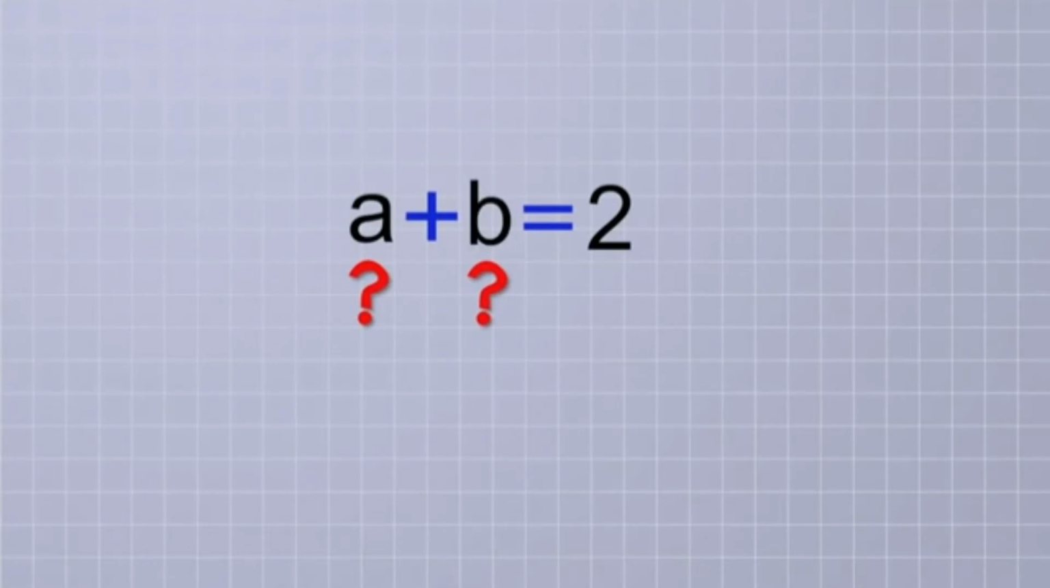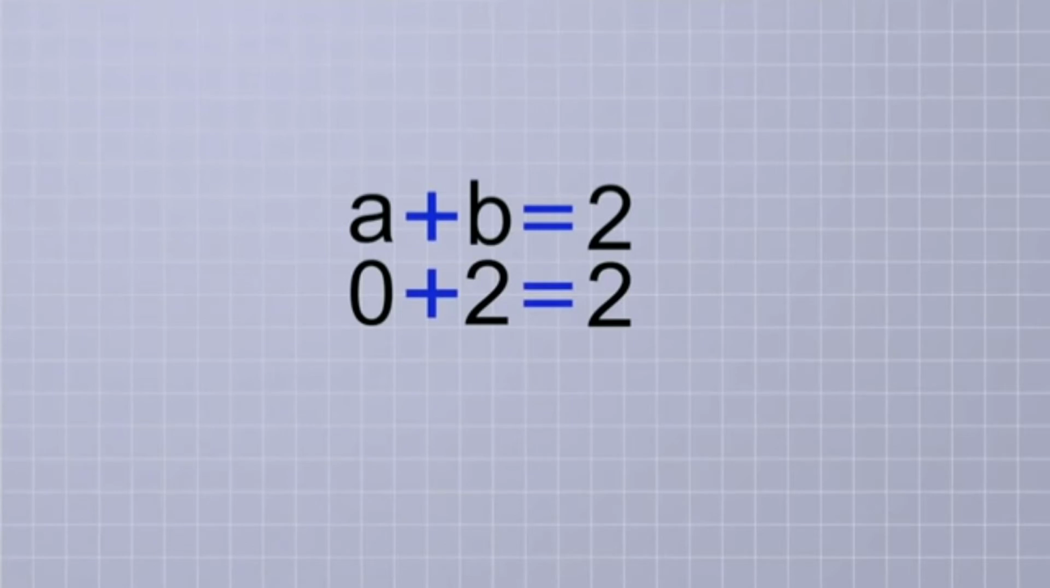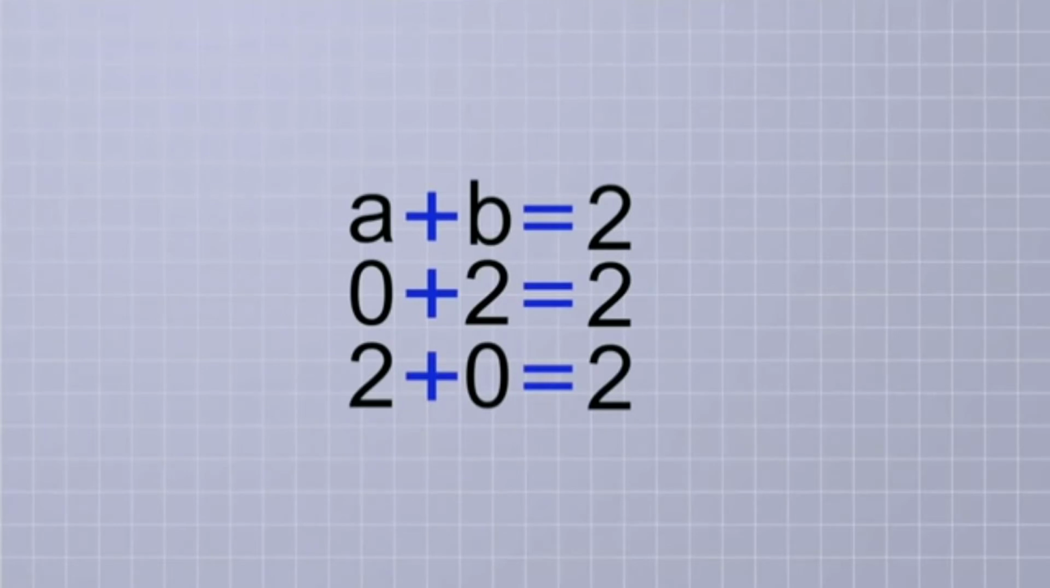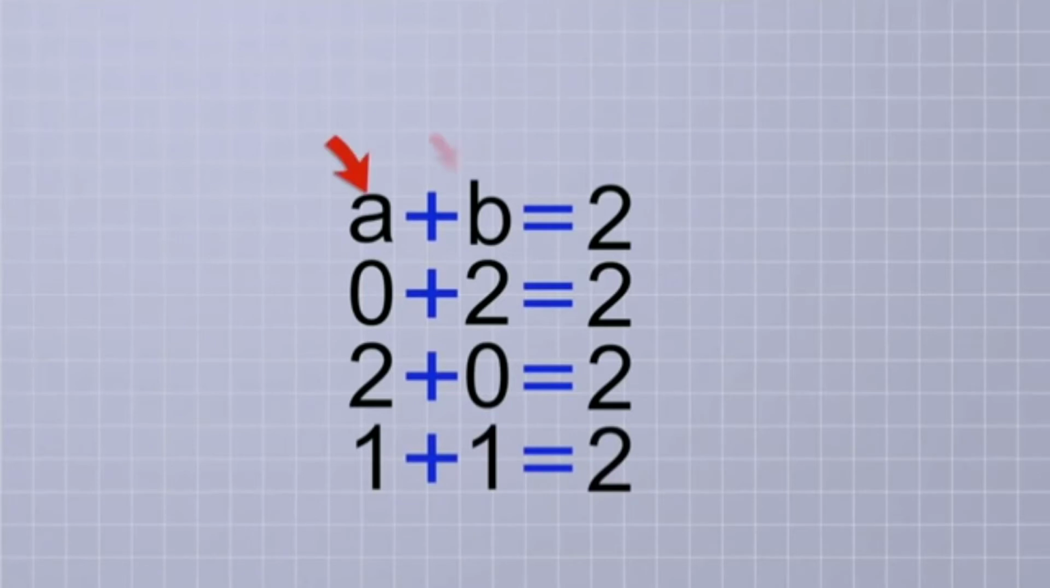Well, if a was 0 and b was 2, then the equation would be true. Or we could switch them around. If a was 2 and b was 0, the equation would also be true. But there's another possibility. If a was 1 and b was also 1, that would make the equation true, right? So even though a and b are different symbols and would usually be used to represent different numbers, there are times when they might happen to represent the same number.